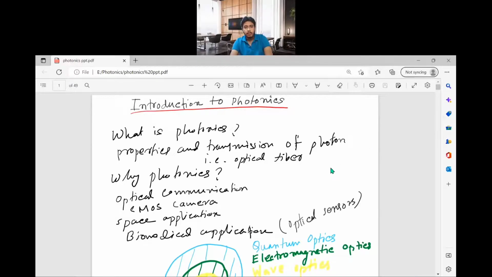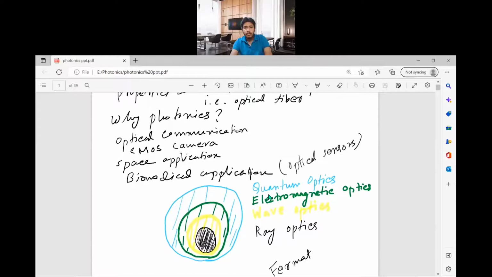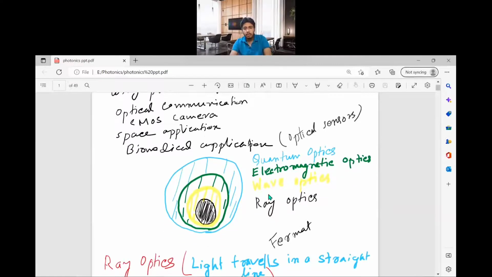Now, why photonics? Photonics is a growing field because its application is mainly in optical communication. It's the faster communication system that is going on at this time. Photonics is used mainly in optical communication, and also in whatever camera we're using, a CMOS camera, you need the photodetector. That is also part of photonics. Another application is space applications, and it is also used in biomedical applications for disease detection, and for optical sensors also.